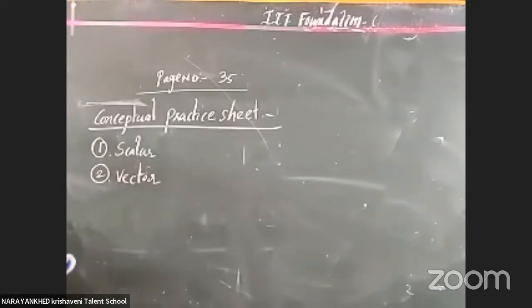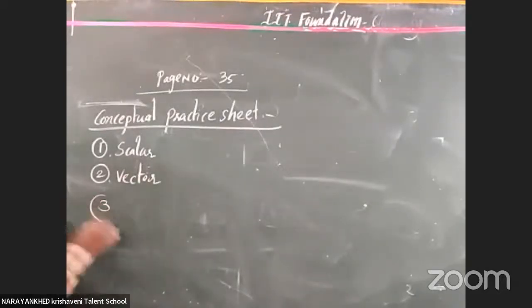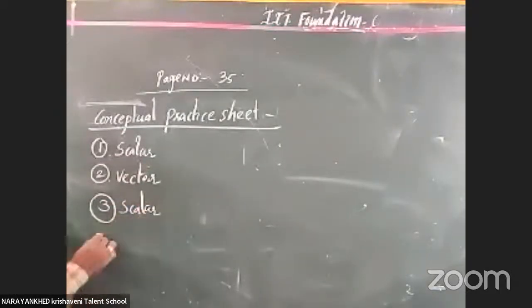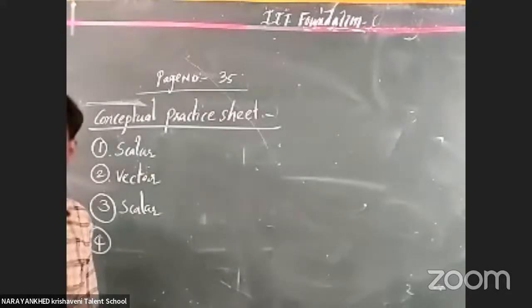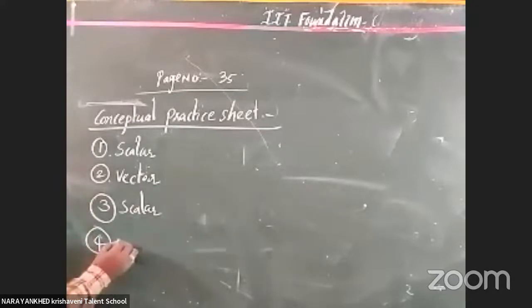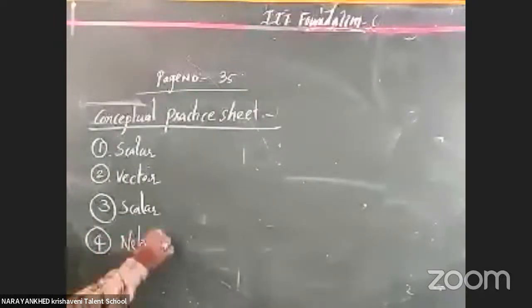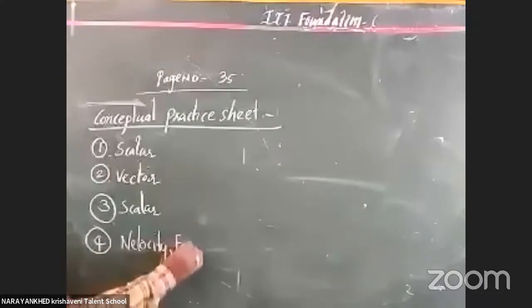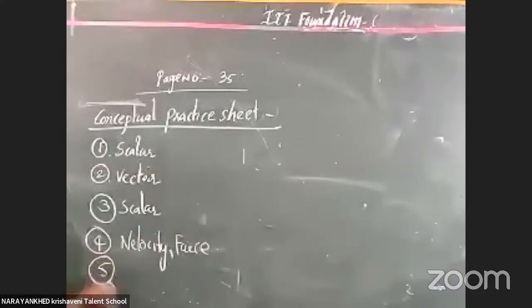Next, a physical quantity that follows simple algebraic rules is called what? Scalar. Simple things only are followed by it. Clear or not? Next, an example of a vector quantity. Yes, velocity, force, acceleration, like that. So many things are there.